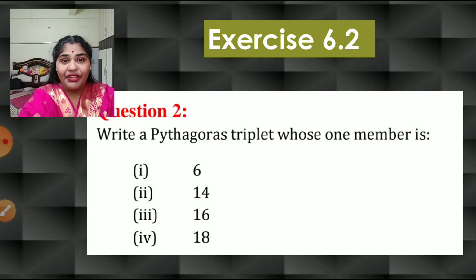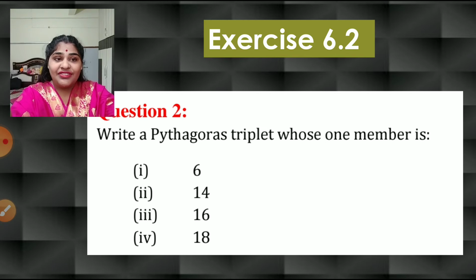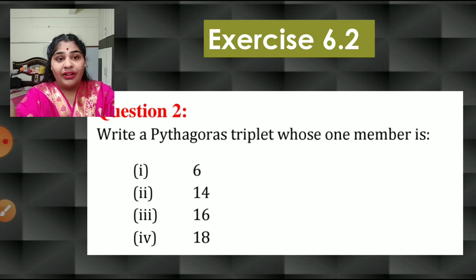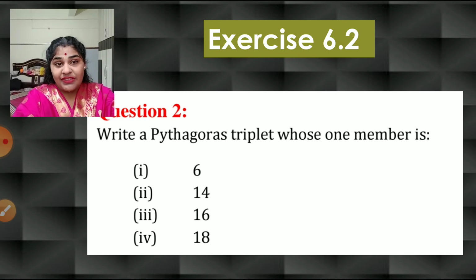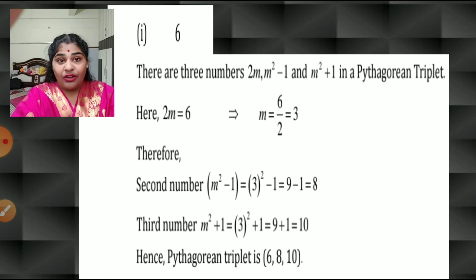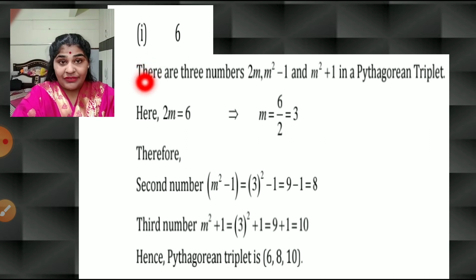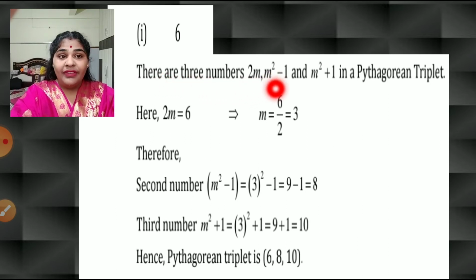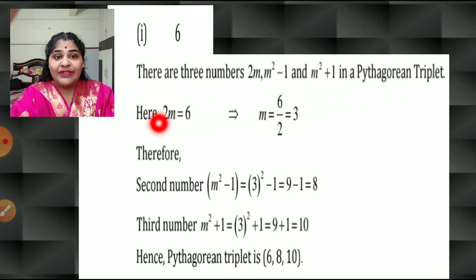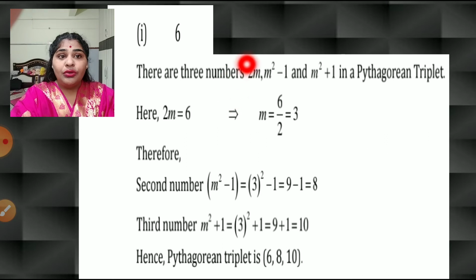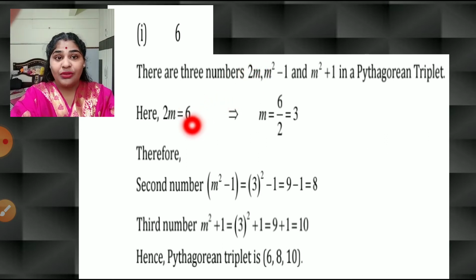So this is exercise 6.2, question number 2. Write a Pythagorean triplet whose one number is given. These are a few given sums which we have to solve. The first one is 6. One member of the triplet is given to us, 6. So how do we find out? Pay your attention here, children. First we will mention that there are three numbers in a Pythagorean triplet: 2m, m square minus 1 and m square plus 1. Now we will equate 2m with the given member, that is, 2m is equal to 6.